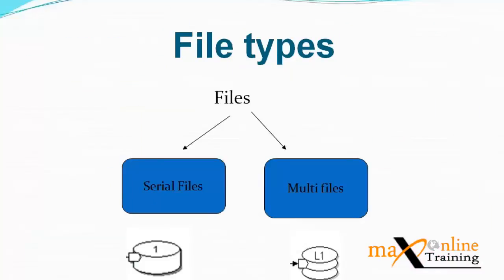So let's move on to the file formats or the file types that we use in Initio. Basically it is divided into two types, serial files and multi-files. Serial files and multi-files have a different notation in your GD. A serial file is a single cylindrical shape, and then we have lines inside it for multi-files.